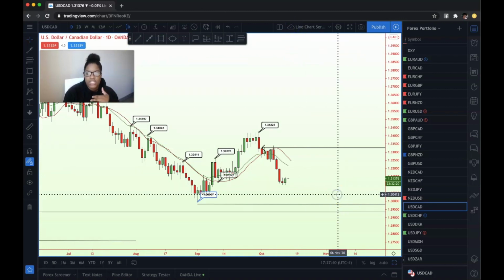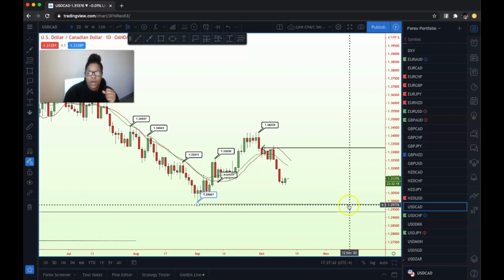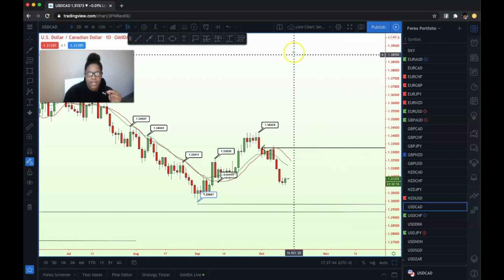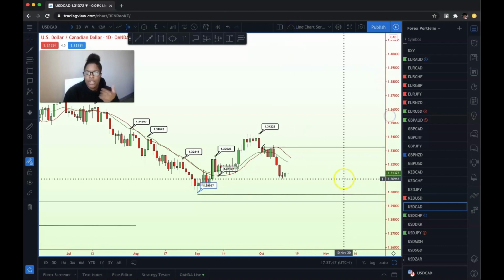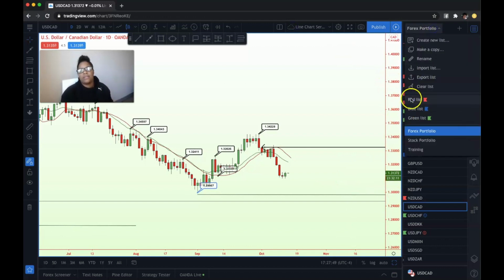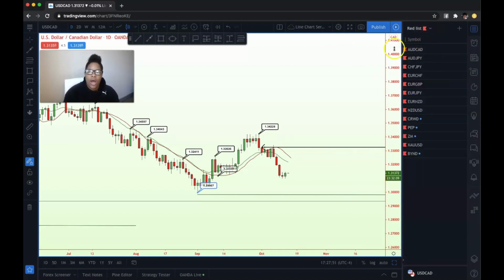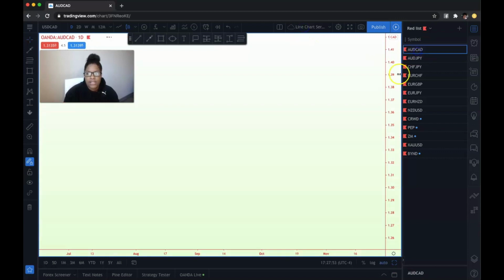I'm not going to touch this pair, so I'm just chilling for the time being, okay? For the time being. So that's USD CAD. Now I'm going to go a little bit into my red portfolio for you guys. My watch list, which basically means these are pairs that I'm looking at.